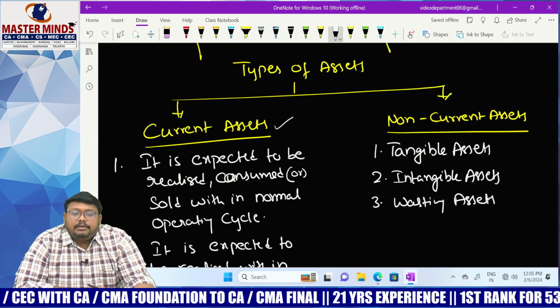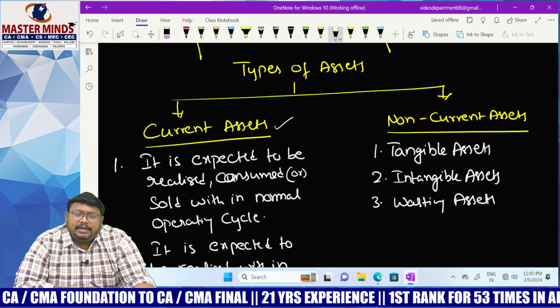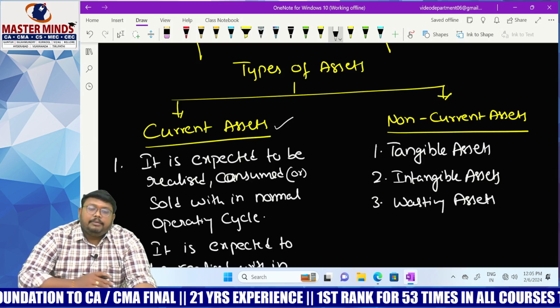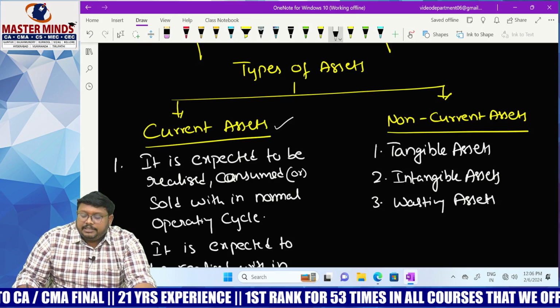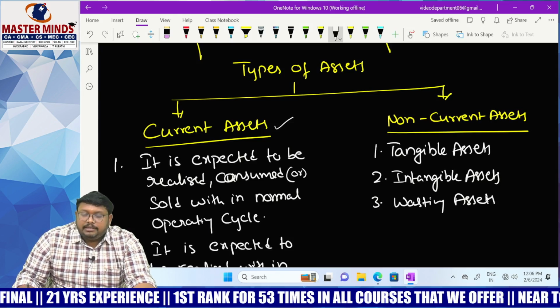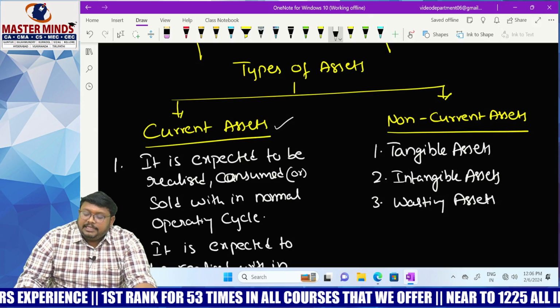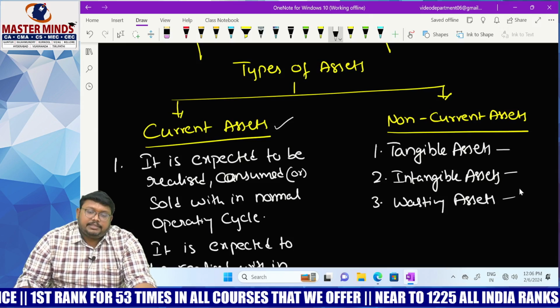It is nothing but mines, quarries, all the natural resources, such kinds of assets. If you have leased any mine from the government, it is a wasting asset. Wasting assets are natural mineral resources, the quarries, mines, and so on. So here we have tangible fixed assets, intangible fixed assets, or wasting assets.